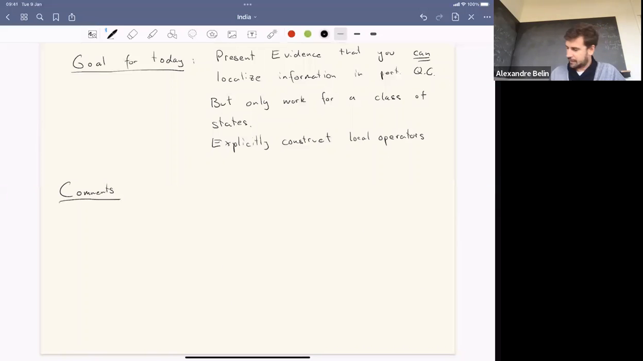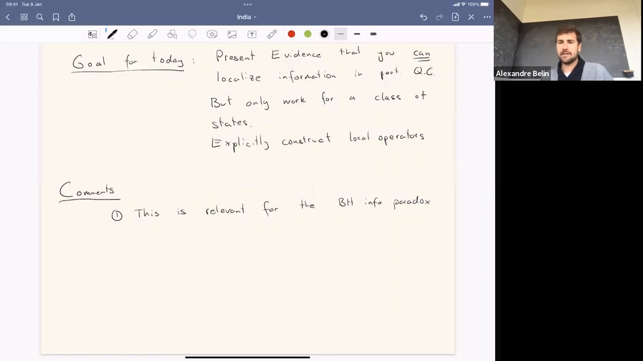So, some comments: this is relevant for the black hole information paradox. I would say particularly in flat space, because in AdS, what people have done is take an AdS CFT setup and couple the boundary CFT to a non-gravitating bath. And there you can just define entanglement entropies in the bath itself, and they make sense because it's quantum field theory. But in flat space, it's much less clear how you split up the Hilbert space.